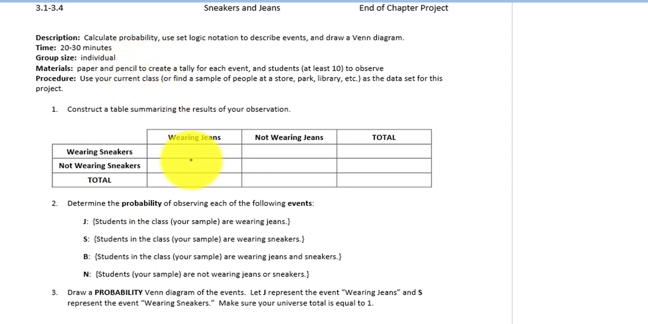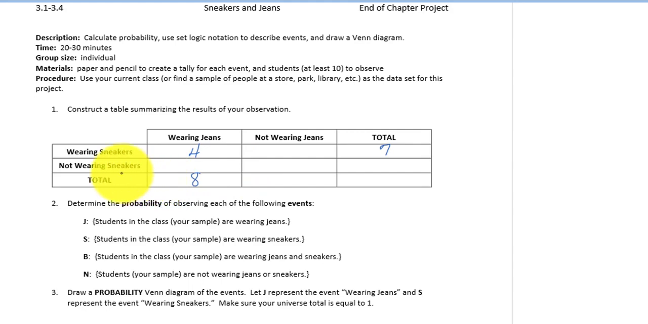So to start with, my students looked around in the classroom and counted how many students in the classroom were wearing jeans, and they came up with a total of 8. The next thing they counted was how many students were wearing sneakers, and that total was 7. So right away you can tell that not all the students that were wearing jeans were also wearing sneakers. The next count was how many of those students were wearing sneakers and jeans at the same time. That count was 4.